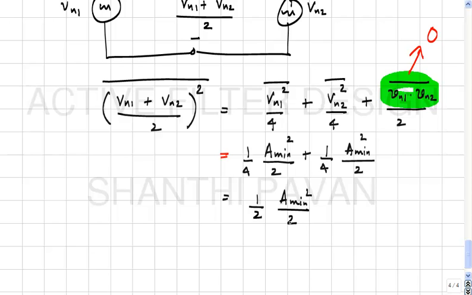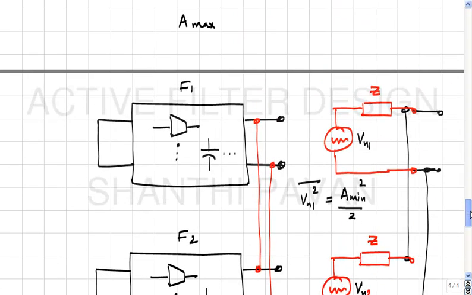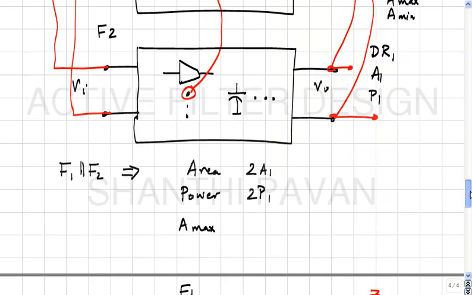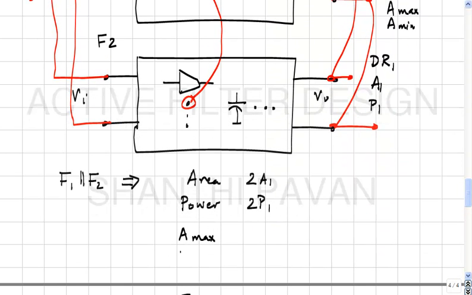Okay. So what has happened to A min now of the composite filter? It has been reduced by a factor of √2. So for the composite filter here, A max is the same, A min has gone down by √2. Does it make sense?